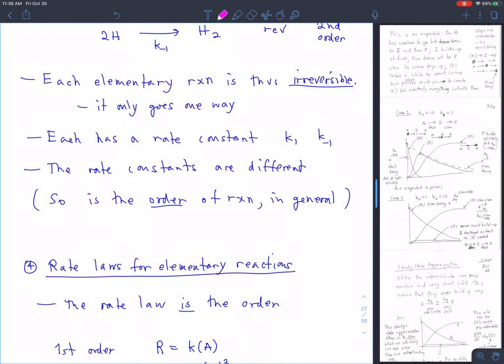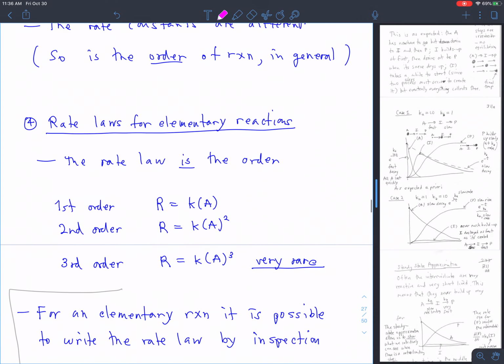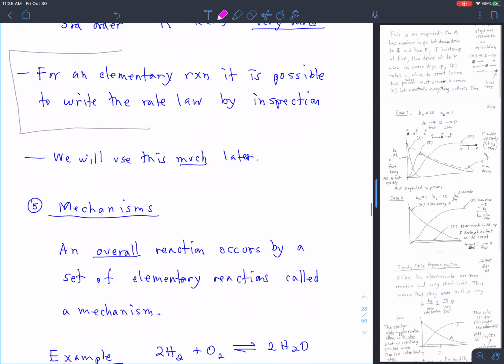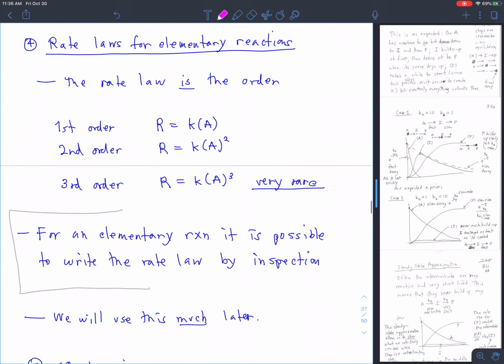What else? Each of them has their own rate constant, so a forward elementary reaction has a different rate constant than the same reaction but going backwards. You can write the rate law by inspection. There's really only two types of rate laws that apply. So yeah, well, maybe I should say something about that.